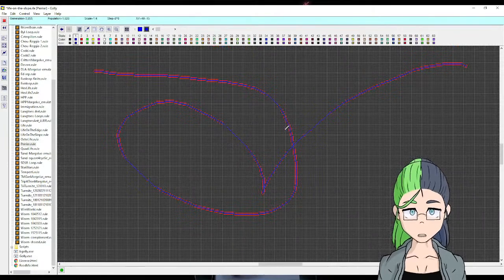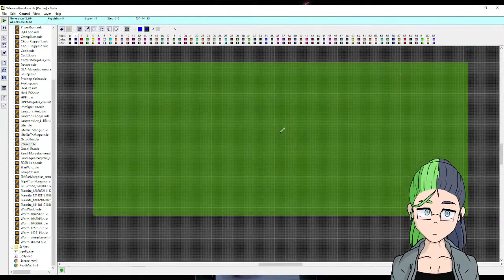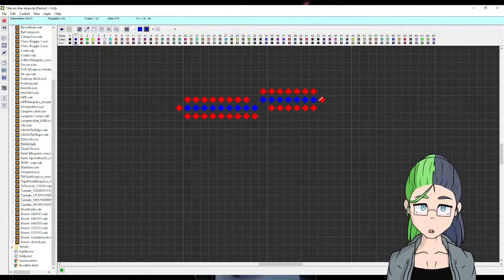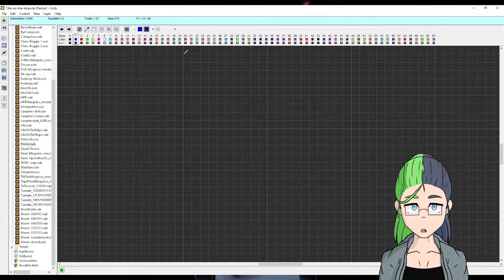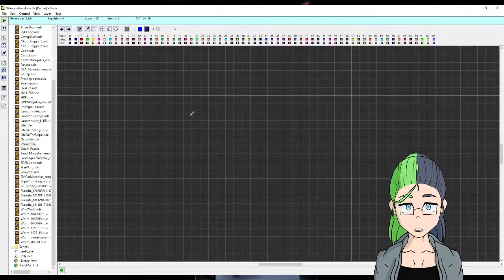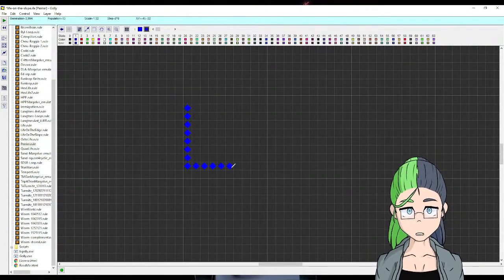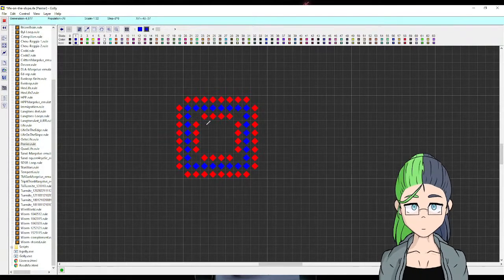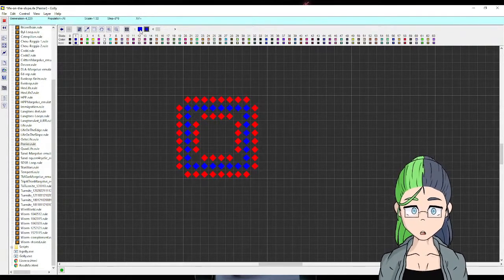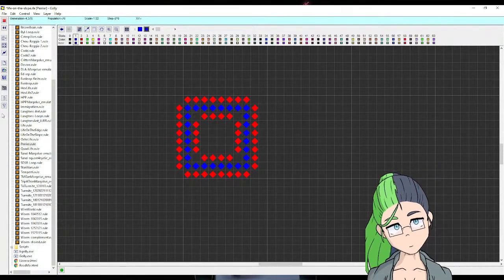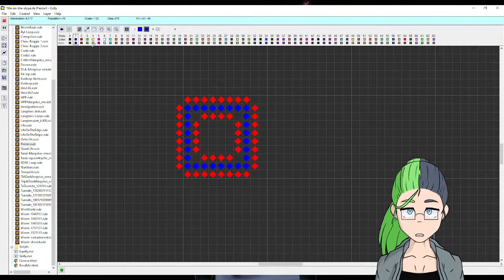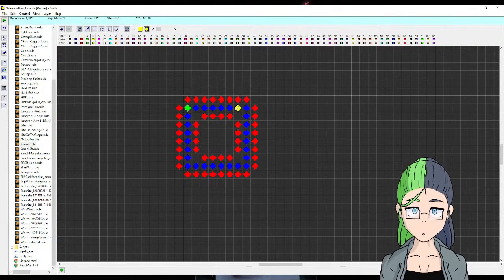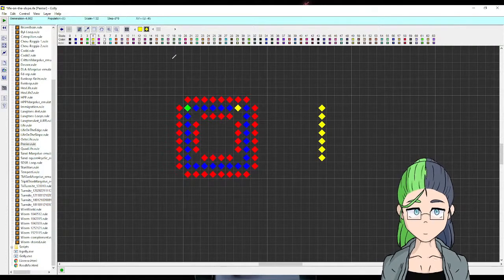Oh, is this... Okay, hold on. If I draw a line like that... It does! Okay, perfect. Okay, I know what this is. This is a self-replicating loop machine. I think. At least I think it is. Maybe it isn't. Maybe it's not, and I'm just losing my mind. But I think that's what it is. And if it's not, I'm going to be very sad.